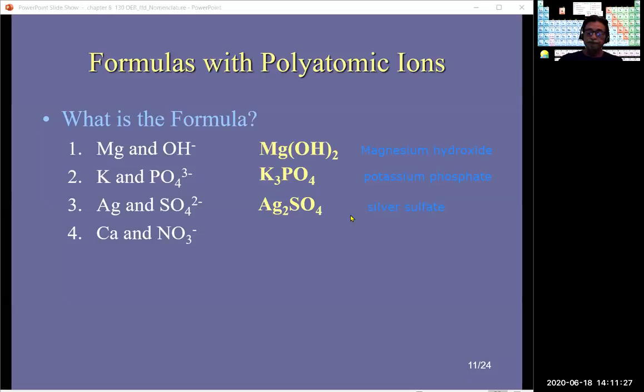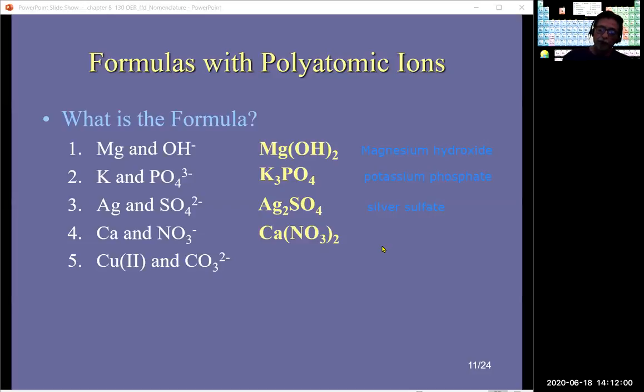Now we got calcium, and NO3 is called nitrate. Okay. Oh, yeah, nitrate. So that one would be called calcium nitrate. Okay. Now we got a metal with a Roman numeral, which tells you you're dealing with copper 2, plus 2. Okay. The CO3 is the carbonate. So in this case, it's called copper 2 carbonate. And since both of them have got a plus 2 and a negative 2, it's simply a 1-to-1.